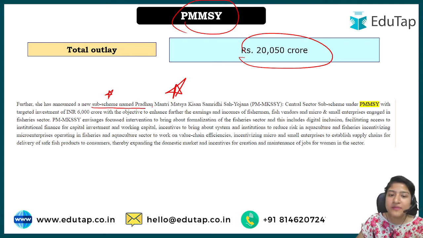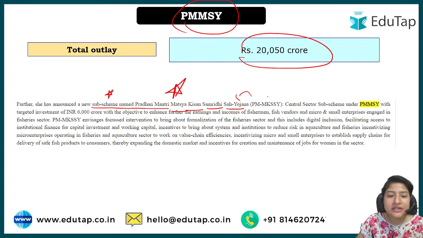So what the name of the scheme is? It is Pradhan Mantri Matsya Kisan Samriddhi Seh Yojana. Okay, so it's Pradhan Mantri Matsya Kisan Samriddhi Seh Yojana. This is the new sub scheme that has been added under the particular umbrella scheme.